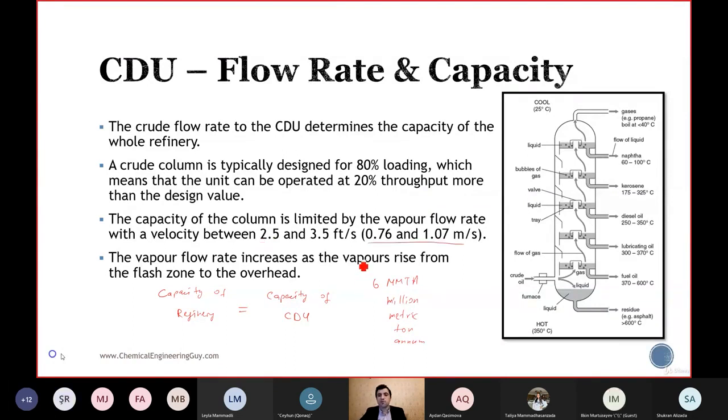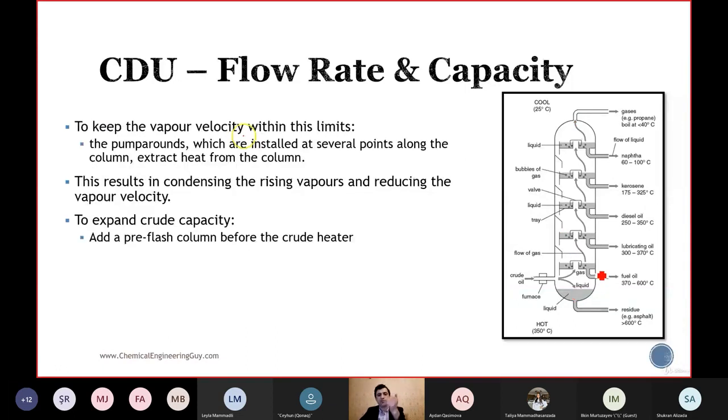For instance, if you need a residence time of 1 minute, your column height will be 60 meters. The vapor flow rate increases as the vapors rise from the flash zone to the overhead. Crude oil is coming here. This is the flash zone. It starts to evaporate, and of course, the vapor flow rate increases. To keep the vapor velocity within this limit, we have the pump-arounds, which we talked about, installed at several points. Previously, we had 1 reflux and 3 pump-arounds.